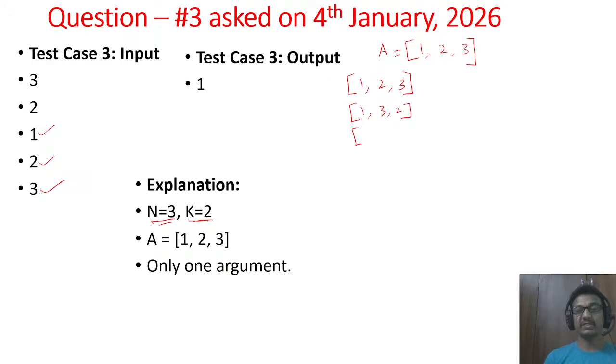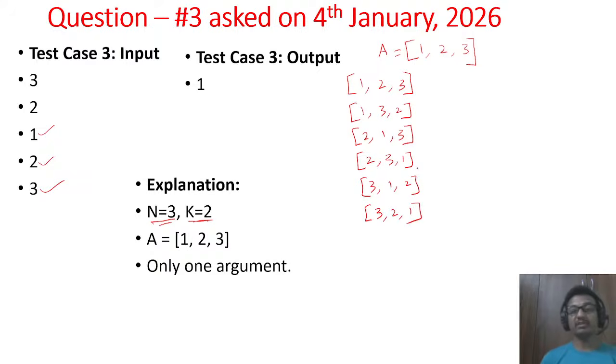Then next, arranging 2 first, followed by 1, 3, then 2 followed by 3, 1. Then next, 3 followed by 1, 2, then 3 followed by 2, 1. So these are all the 6 permutations you will get. Out of these, check which satisfies k equal to 2.